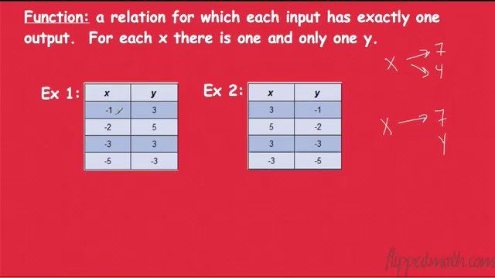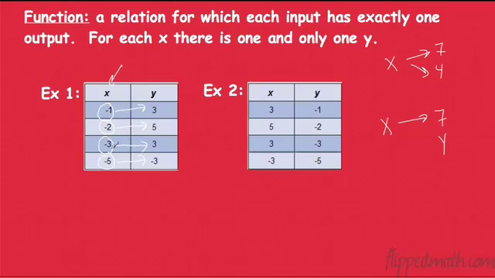So if we take a look here, let's take a look. For x is -1. There's only one -1. It only goes to the value of 3. For x is -2, it only goes to the value of 5. For the x here, it only goes to 1 y. For this x, it only goes to 1 y. It doesn't matter that the y's are repeated or whatnot. All that matters is that for this x, it only goes to 1 y.